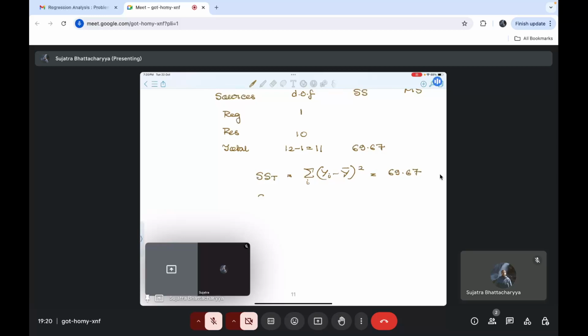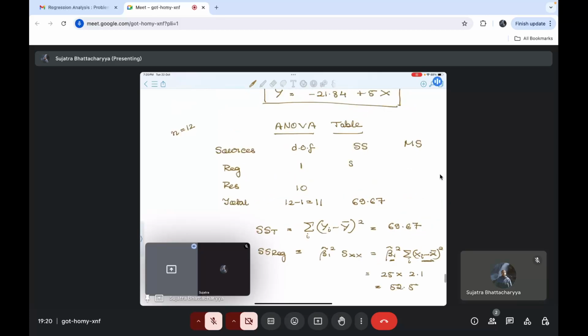Well, next is SS regression. There is a very simple formula for SS regression, which is beta 1 hat square into Sxx. What does that mean? Beta 1 hat square into summation xi minus x bar whole square. We have already calculated this, and beta 1 is also known. So 5 square means 25, into 2.1, comes out to be 52.5. So you can write this as 52.5.